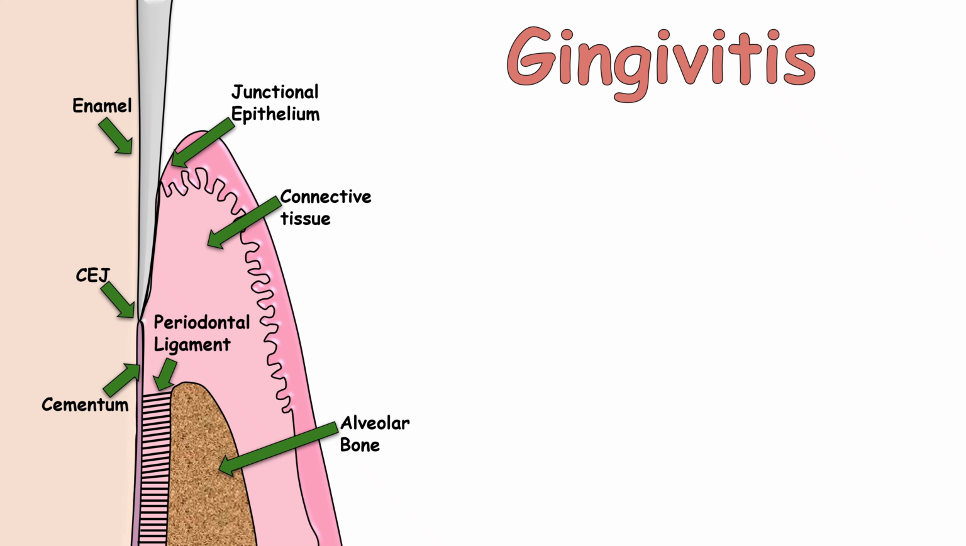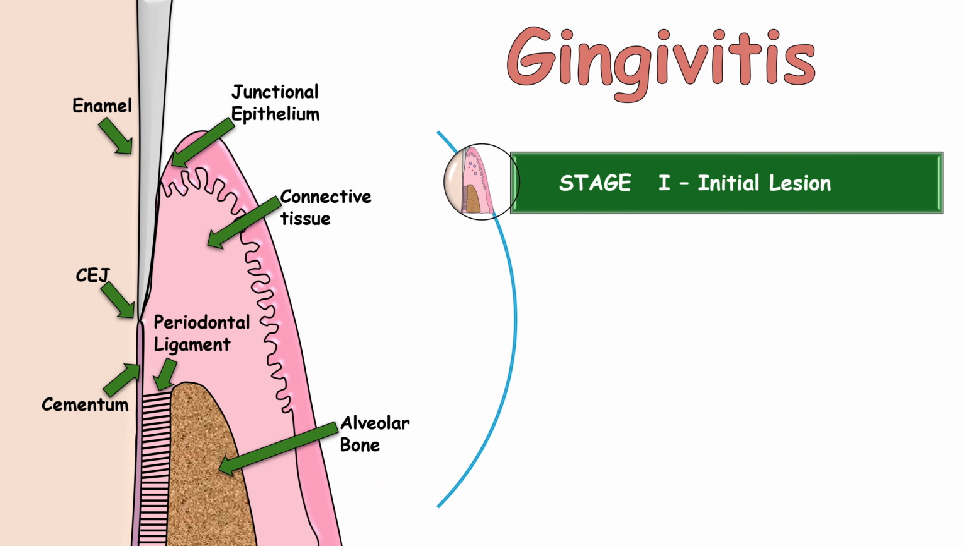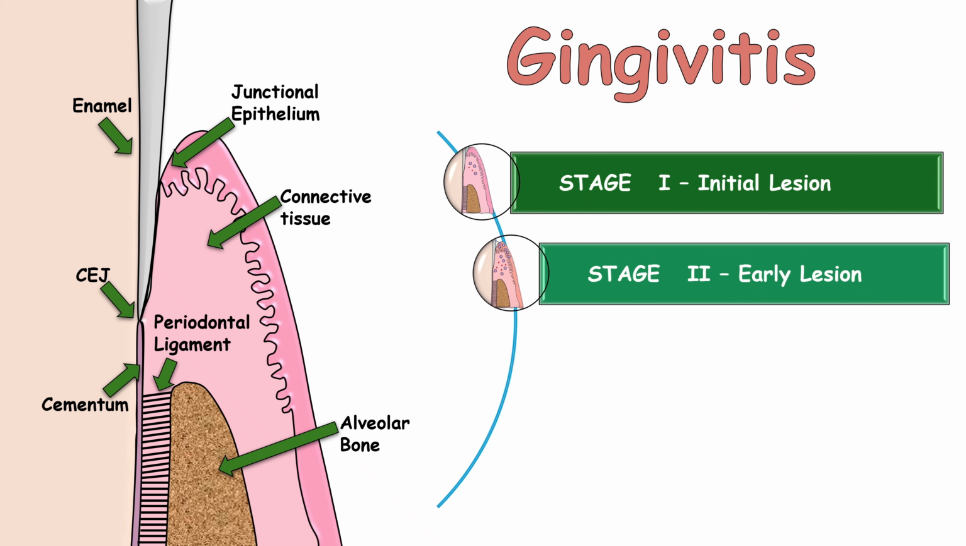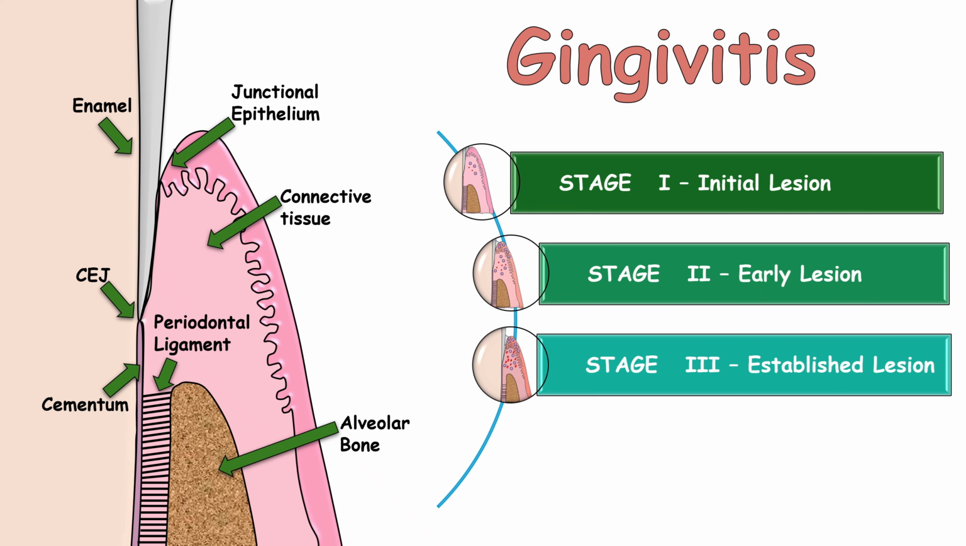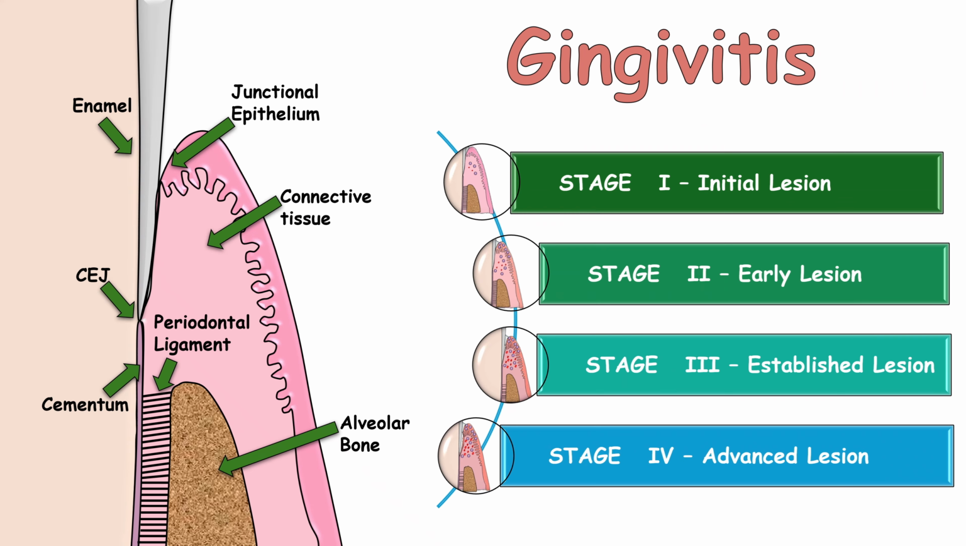Gingivitis. Gingivitis is the inflammation of gingiva. These are the parts of gingiva. There are 4 stages in gingival inflammation. Stage 1 is initial lesion. Stage 2 is early lesion. Stage 3 is established lesion. And stage 4 is advanced lesion.